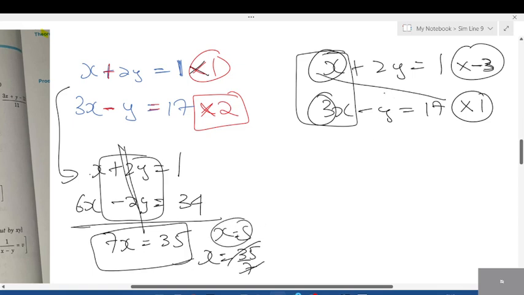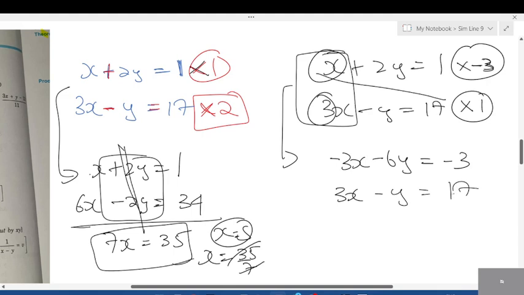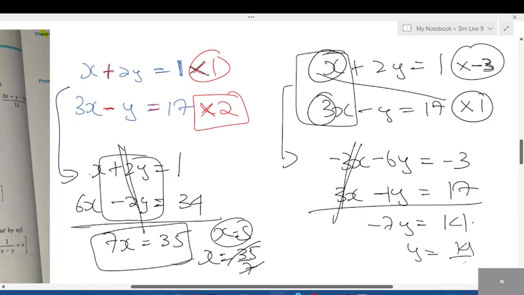Okay, now y. Coming to y. Multiply this. What do you get? Minus 3x. Multiply, minus 6y is equal to. Next, multiply with 1. 3x, 17. Which one gets cancelled here? Okay, what is 6y minus 1y? Minus y is equal to 14. y is equal to 14 divided by.